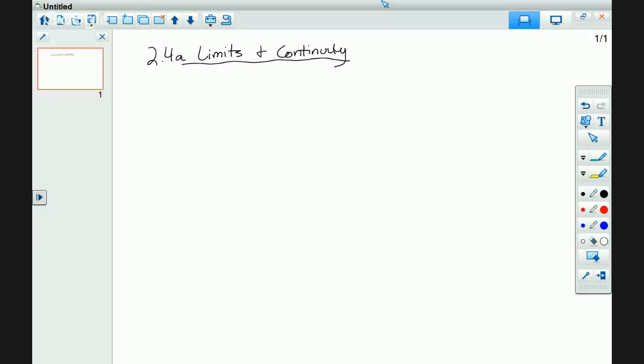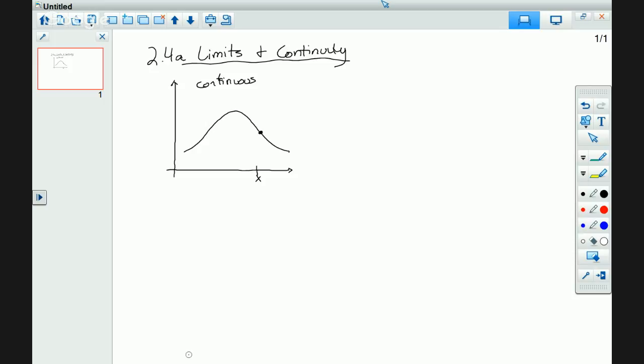Right, so we're at limits and continuity. Let's talk about what continuity means. So we have a function that's continuous at some x value, right? You kind of got the idea that you never pick your pencil up when you draw the function, right? That's the basic idea. We're going to get a little more detailed, obviously.